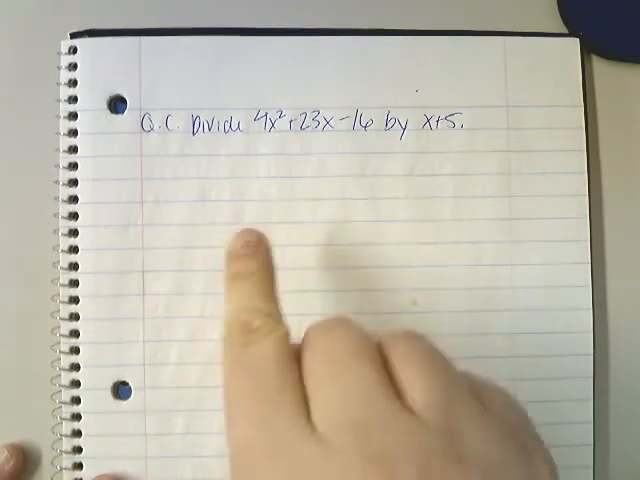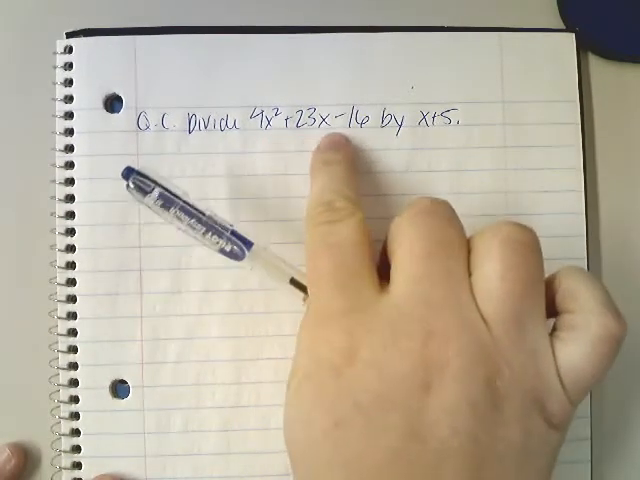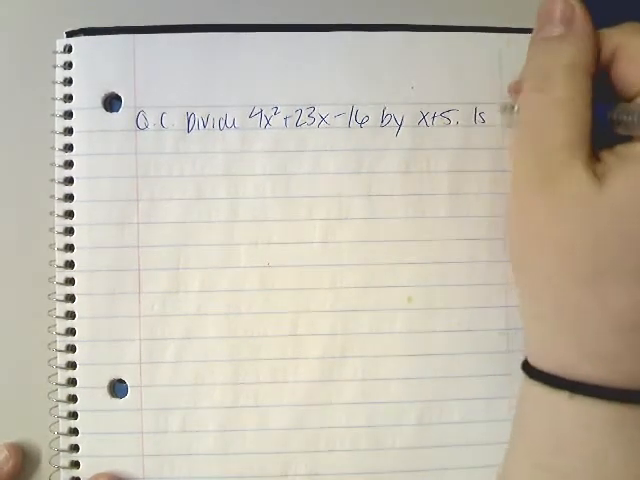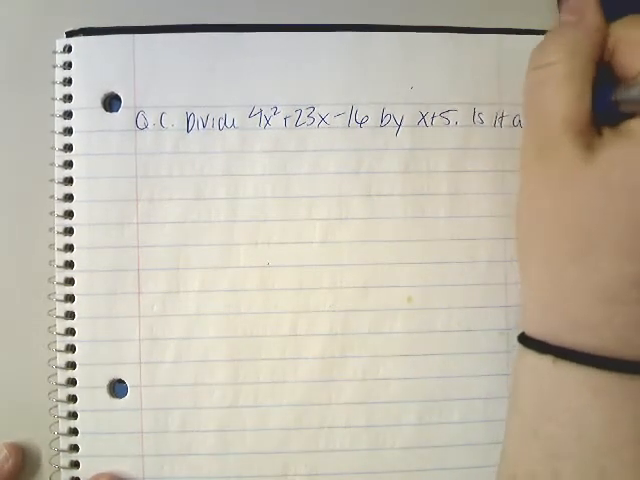All right, so for a quick check, I want you to divide 4x squared plus 23x minus 16 by x plus 5. And I want to know, is this a factor?